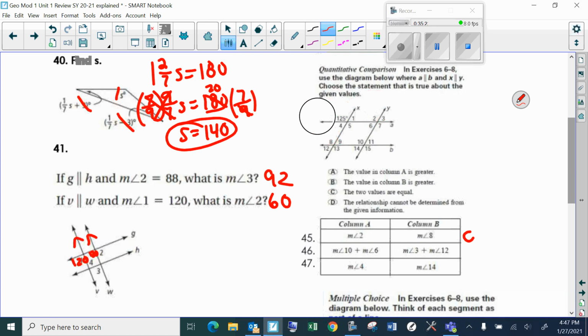46, you have measure of angle 10 plus 6. We know 10 plus 6, these are same side interior angles. That's 180 degrees right there. Whatever they are, they add to 180. We know that. Supplementary. How about 3 plus 12?